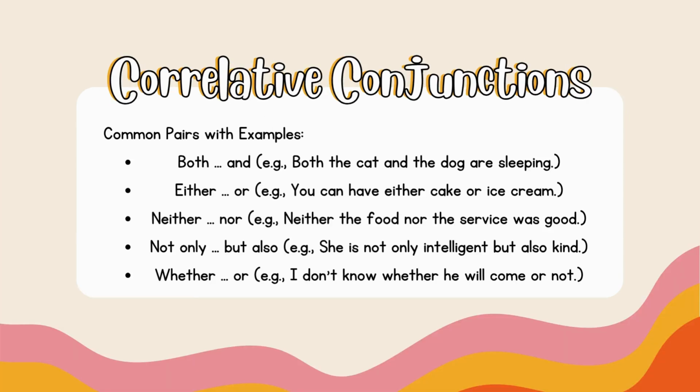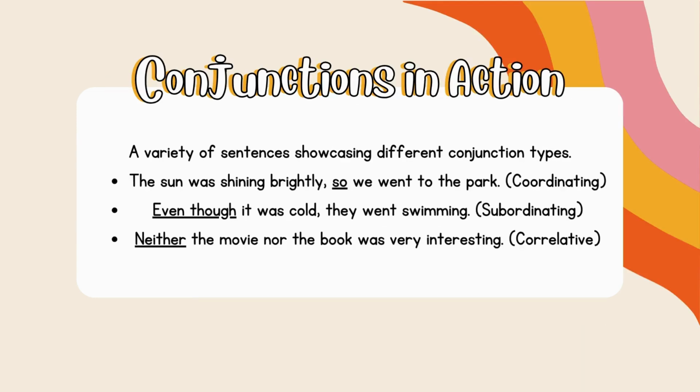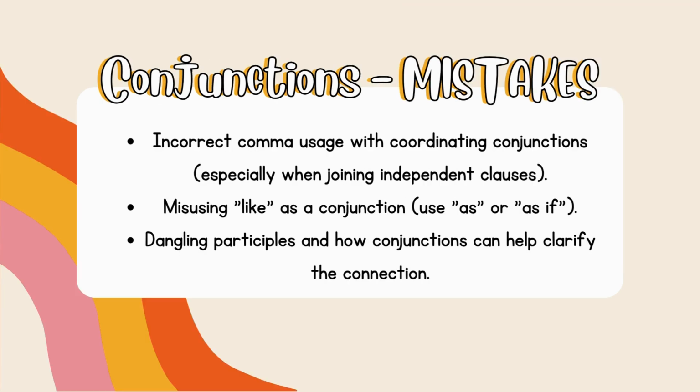Look at the following. Correlative conjunctions are pairs of words used to connect two parts of a sentence that are equal in grammatical weight. Here are some examples of conjunctions in the wild. Here are some examples of mistakes made when using conjunctions.